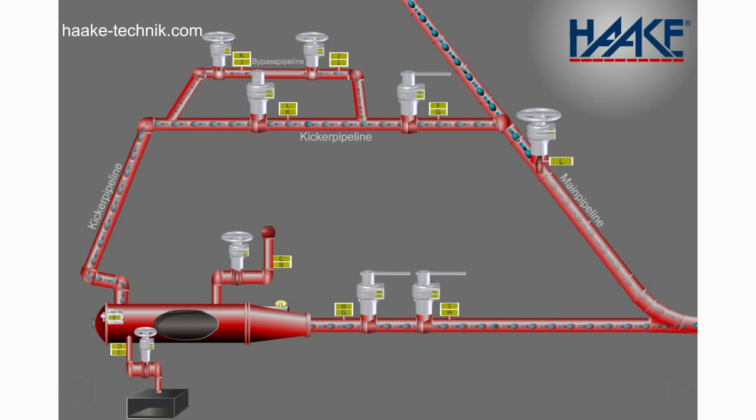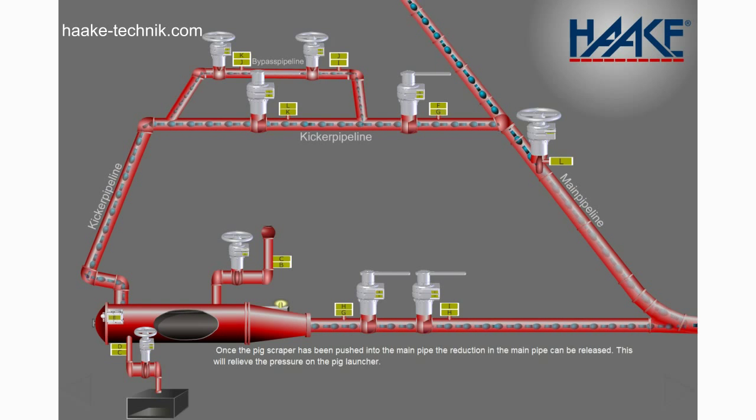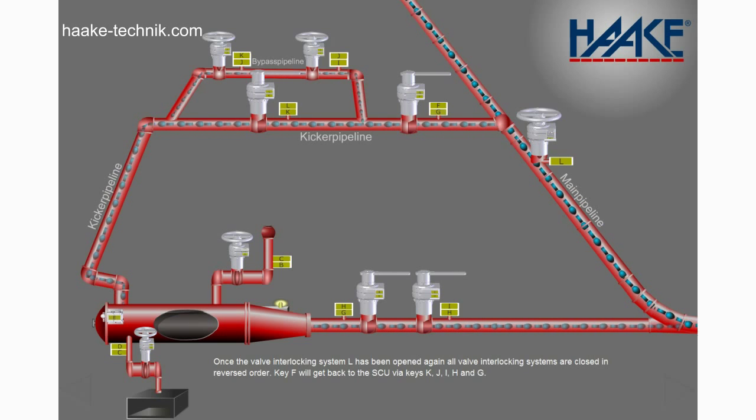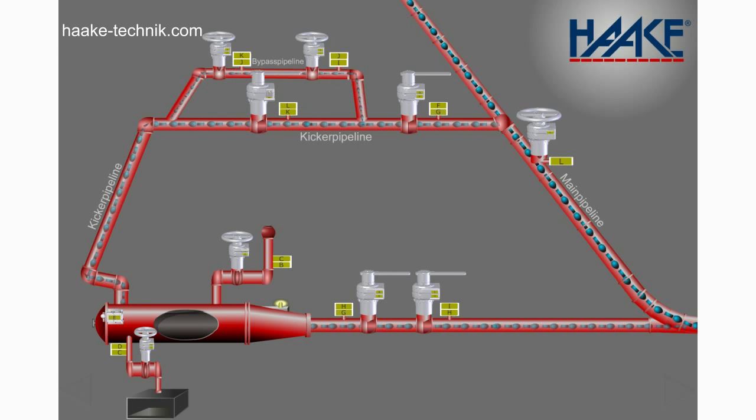Once the pig scraper has been pushed into the main pipe, the reduction in the main pipe can be released. This will relieve the pressure on the pig launcher. Once the valve interlocking system L has been opened again, all valve interlocking systems are closed in reversed order. Key F will get back to the SCU via keys K, J, I, H and G.